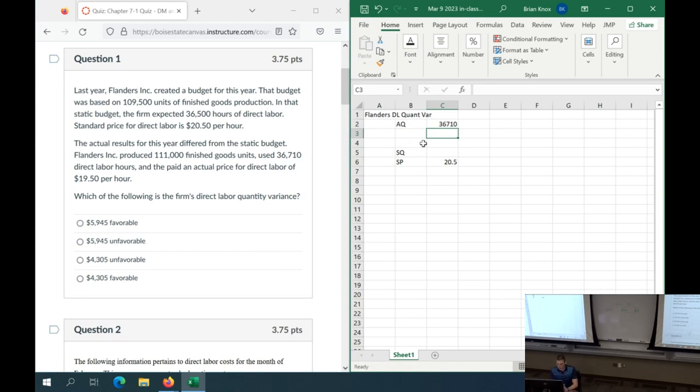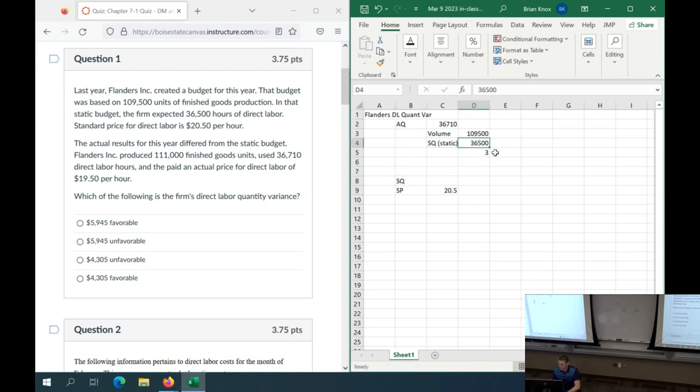So we know we built a budget. This was our volume, 109,500. And our standard quantity in the static budget was 36,500. So given this volume, we expected 36,500. And there are 3 finished goods units per direct labor hour. Great. So every hour, every 20 minutes, we expect to be able to produce a finished goods unit of direct labor hours.